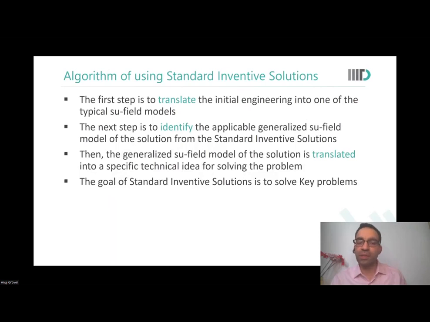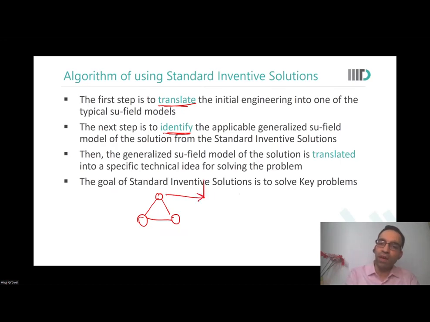In terms of substance field diagrams, the first step is to translate the initial engineering problem into one of the typical substance field models. And then the next step is to identify the applicable generalized solution. So we saw that there is the substance field model, which is like this. We understood that a field is missing, so we would add a field which would interact with them. So that is the generalized solution. Now, for this generalized solution, we had to identify what is the field, what is the specific technical idea for solving the problem. We said, put a magnet there.